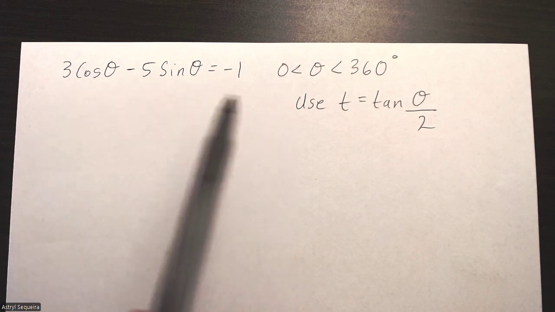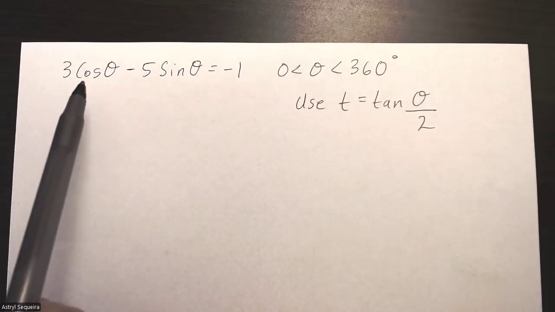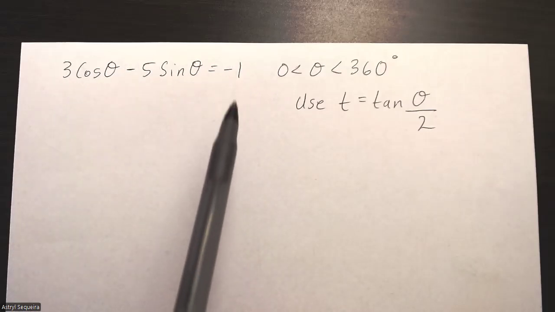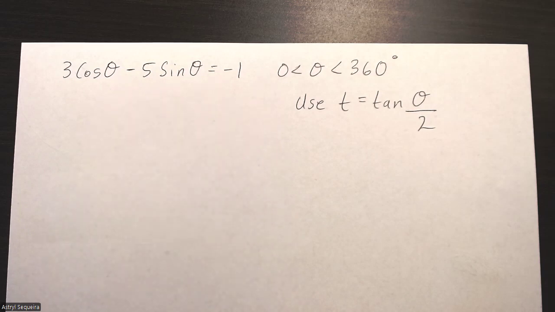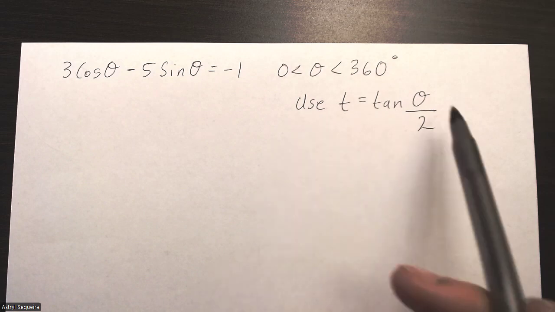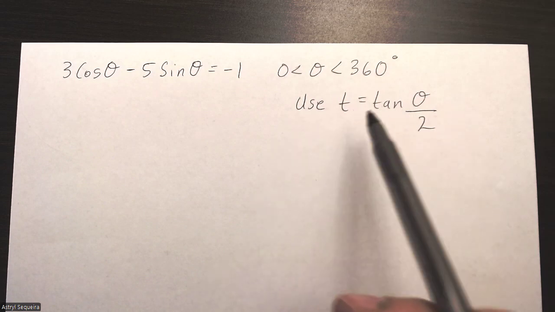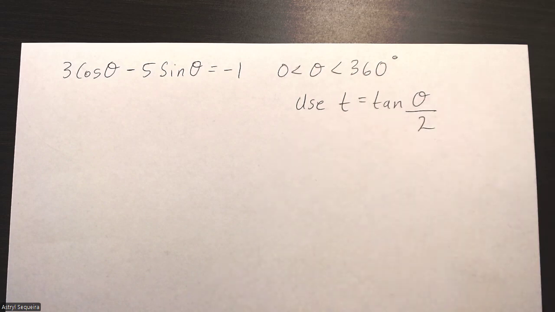But in this case, that won't work because if I divide by cos, then I'll have 1 over cos there, and tan and 1 over cos does not work. This is a bit of a trick question. The question also gives us a hint. Use t equals tan of theta over 2. So using that hint, we can solve this question over here.